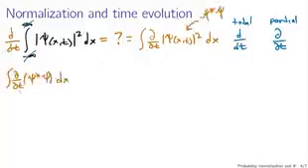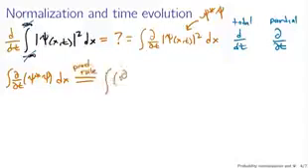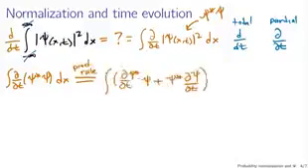Now we have a time derivative applied to a product. We can apply the product rule from differential calculus. And what we end up with is the integral of the partial derivative with respect to time of psi star times psi plus psi star partial derivative of psi with respect to time. That's integrated dx.